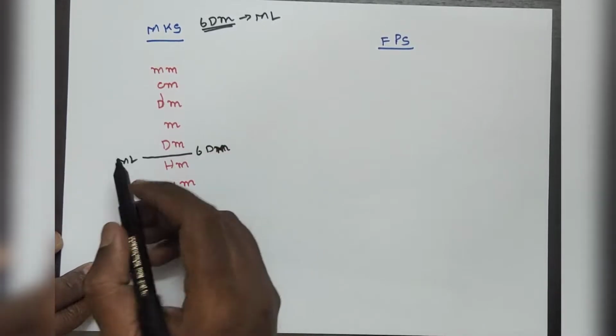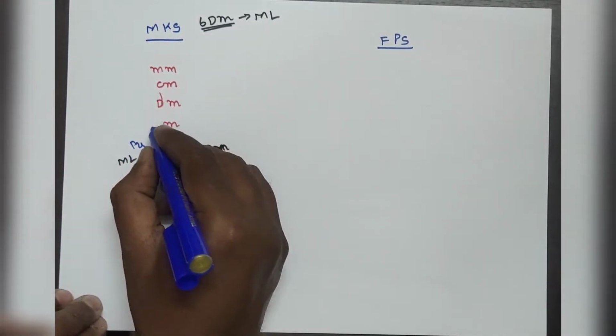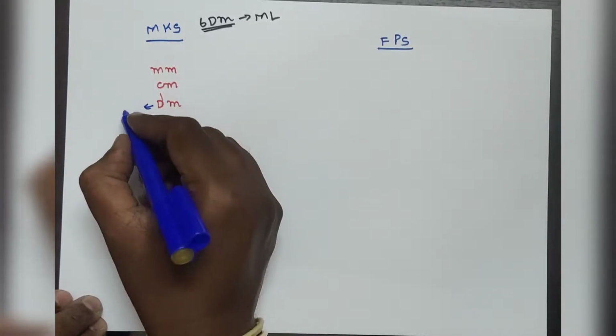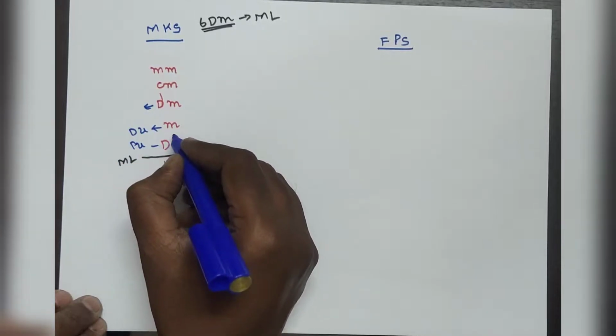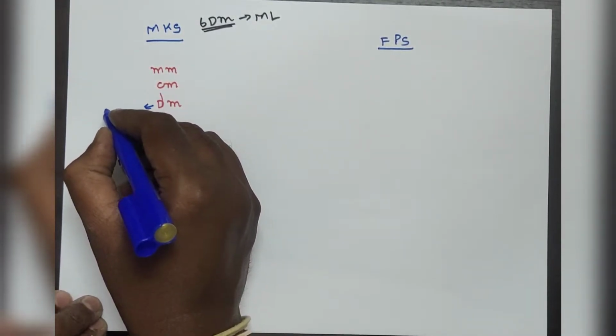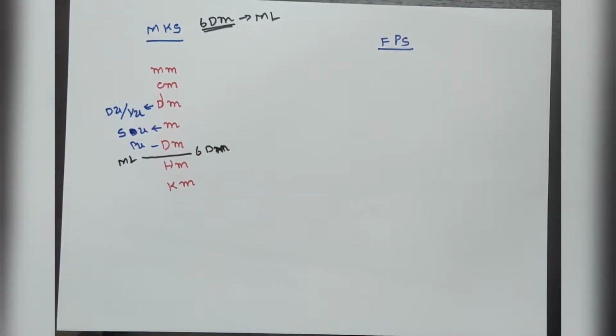Therefore the unit lower than that will become the primary unit. The one lower to that will become the diagonal unit. Lower than that, meter will become the secondary unit. Decimeter will become the diagonal unit, or it is also considered as the Vernier unit. If it is a diagonal scale, it is considered as a diagonal unit. If it is a Vernier scale, it is considered as a Vernier unit.